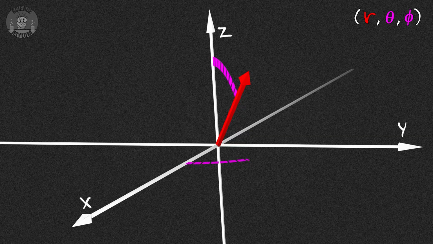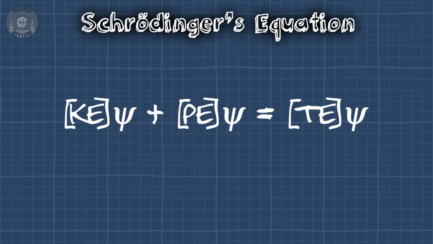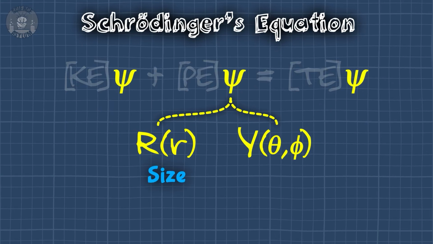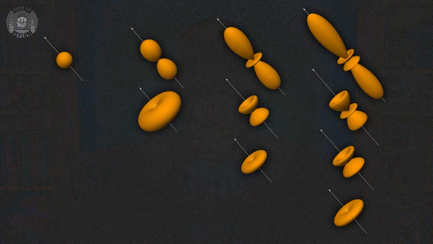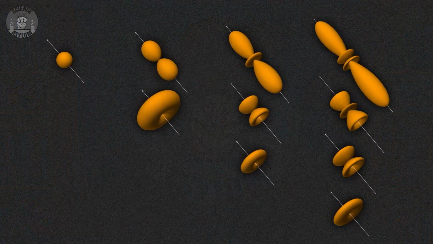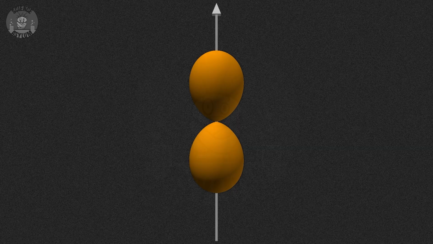Since the potential energy only depends on the distance from the center, it can be separated in our solution to Schrodinger's equation. It gives us an idea of size, where the angle part gives us an idea of shape. Let's focus on the shapes first. They're called the spherical harmonics. Notice how they're all oriented along the same axis. One angle draws a curve, and then the other angle makes it a surface.